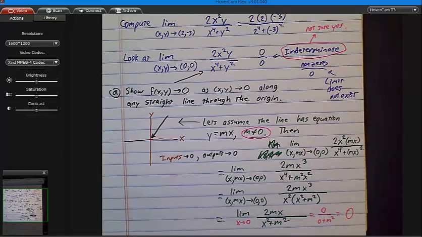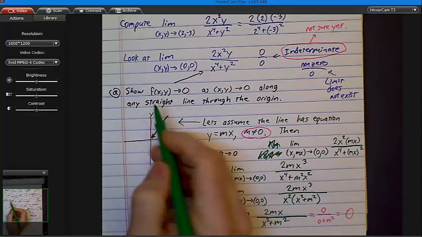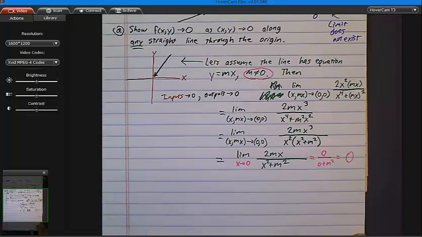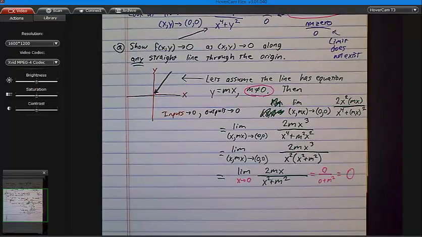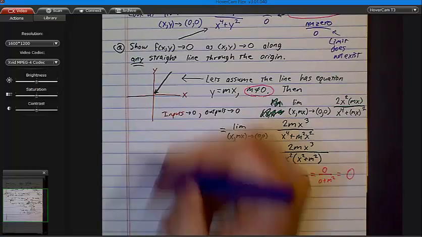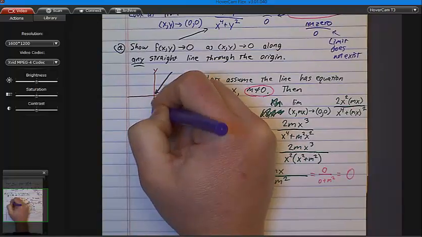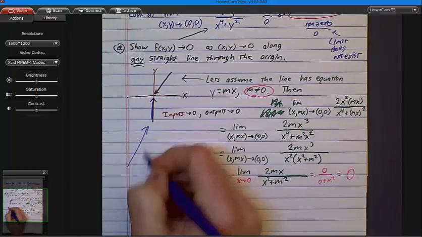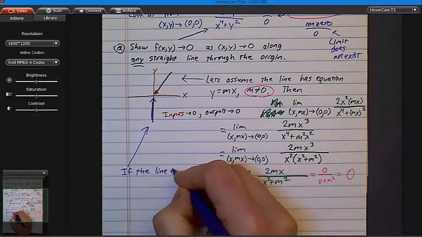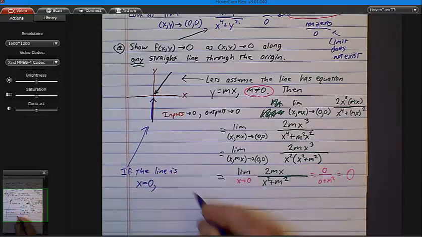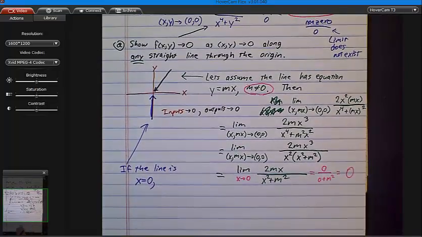Okay. I guess before I move on, I'm supposed to do any straight line through the origin. So I'm supposed to also take care of the cases where you're moving along either the x-axis or the y-axis, because m equals 0, that would be this one. And by the way, let me do the y-axis case, so maybe I'll do that in purple. What happens if I'm moving along this line right here? Well, if the line is x equals 0, let's see what my equation looks like.